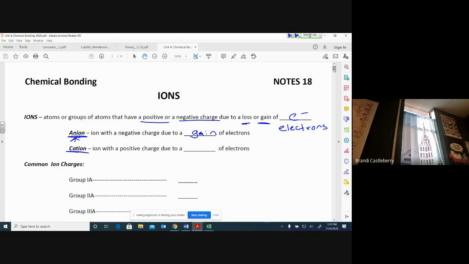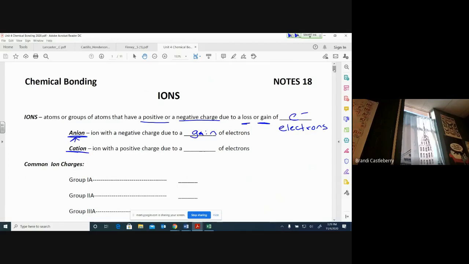What charge does an electron have? Neutral. Negative. Try not to look annoyed, but learn it for a long time. Okay? Electrons are negative. Now, if I gain negativity, then you become more negative. So if an atom gains an electron, they become more negative.